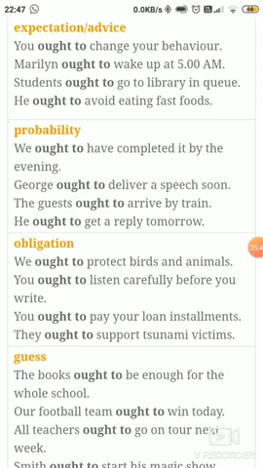George ought to deliver a speech soon. The guest ought to arrive by train. We ought to get a reply tomorrow. Obligation. We ought to protect birds and animals.